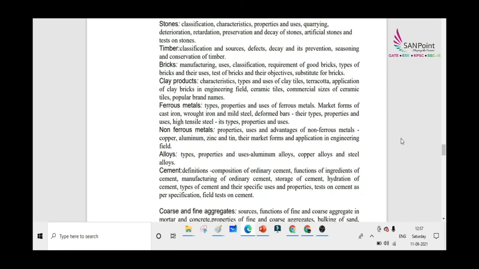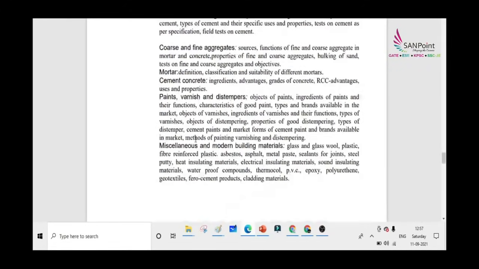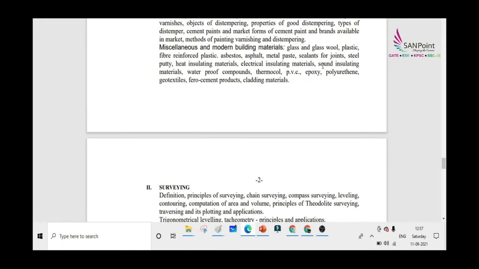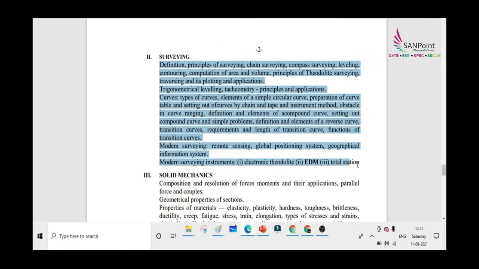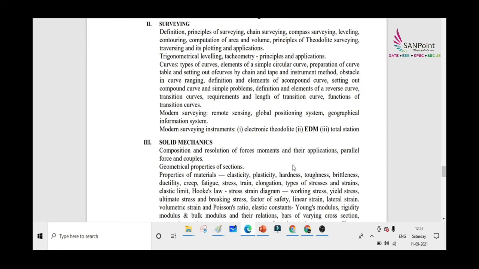So this is JE technical syllabus. The very first chapter is building materials and construction. So all the various types of building materials are there: stone, timber, brick, clay products, ferrous metals and all. Okay, so all of them are there. Again, I have only taught this subject, and surveying is there. If you see, so again, right from chain surveying to all the advanced method of surveying, everything is there.